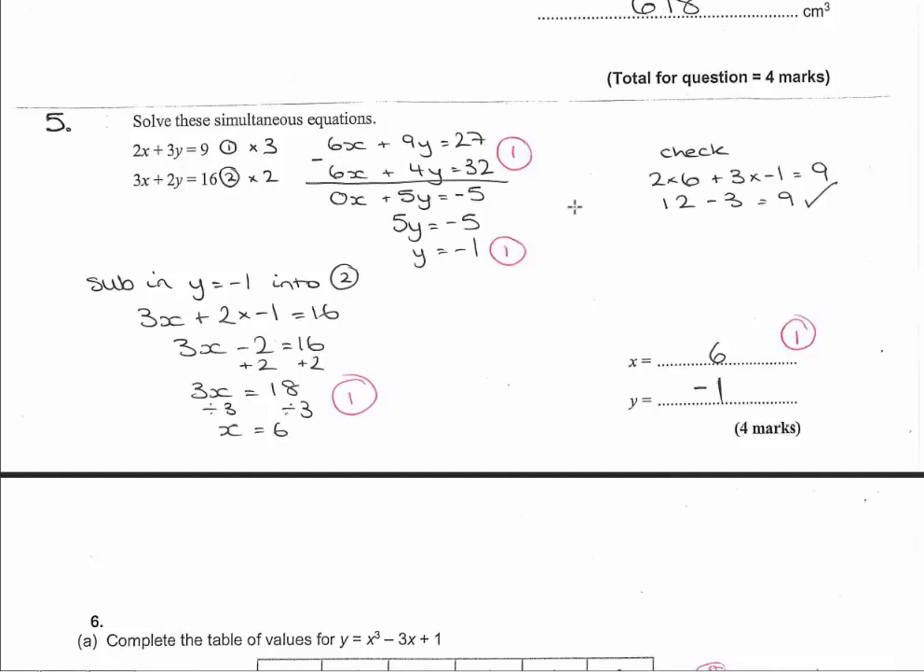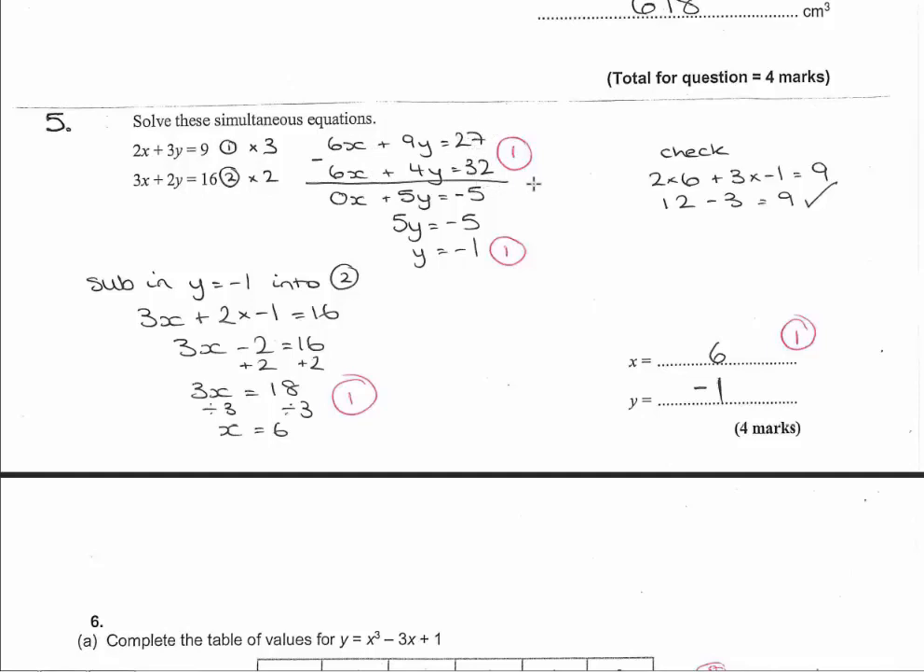Now this part you've got to be really careful, because we're going to take this equation away from this. 6x take away 6x, no x. 9y take away 4y is 5y. 27 take away 32 is minus 5. So we're taking everything in this equation away from everything in this equation. So it's 27 take away 32.